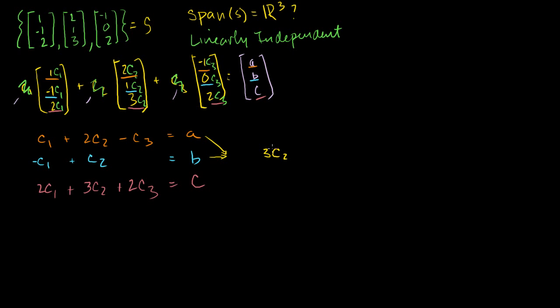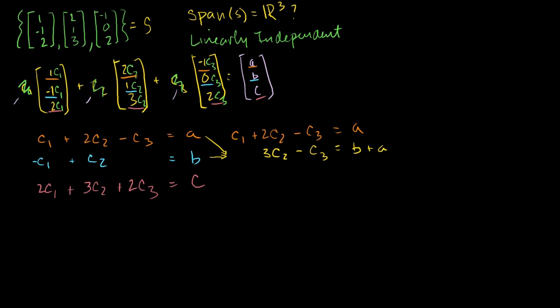Minus c3 is equal to, and I'm replacing this with the sum of these two. So b plus a, it equals b plus a. Let me write down that first equation on the top. So the first equation, I'm not doing anything to it. So I get c1 plus 2c2 minus c3 is equal to a.